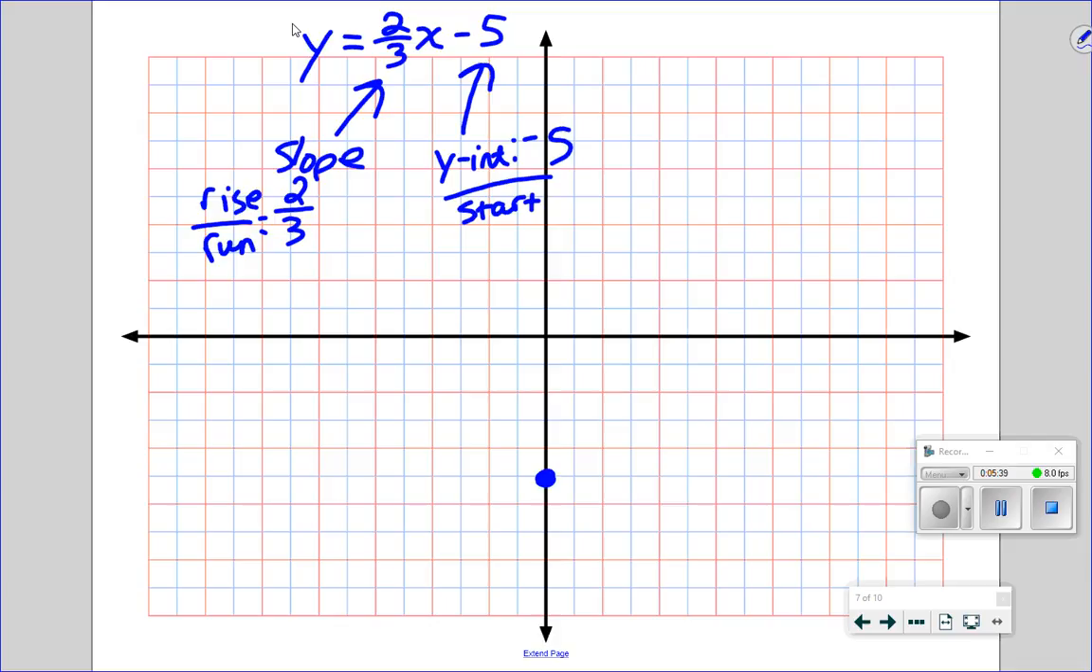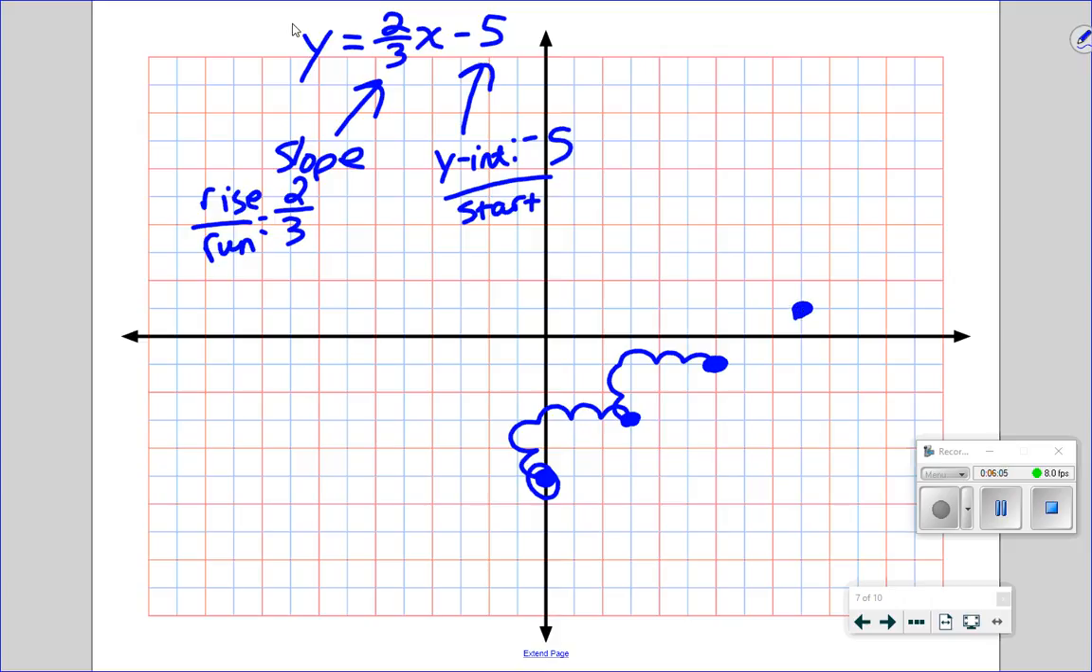Since the slope is 2 over 3, that means from this point to the next point, I'm going to go up 2, and then I'm going to go over. When I say over, I mean to the right, 3. And then that lands me on my next point. And I can continue doing that from one point to the next. I can go up 2, over 3. That lands me on the next point. Up 2 over 3 would land me right there again.